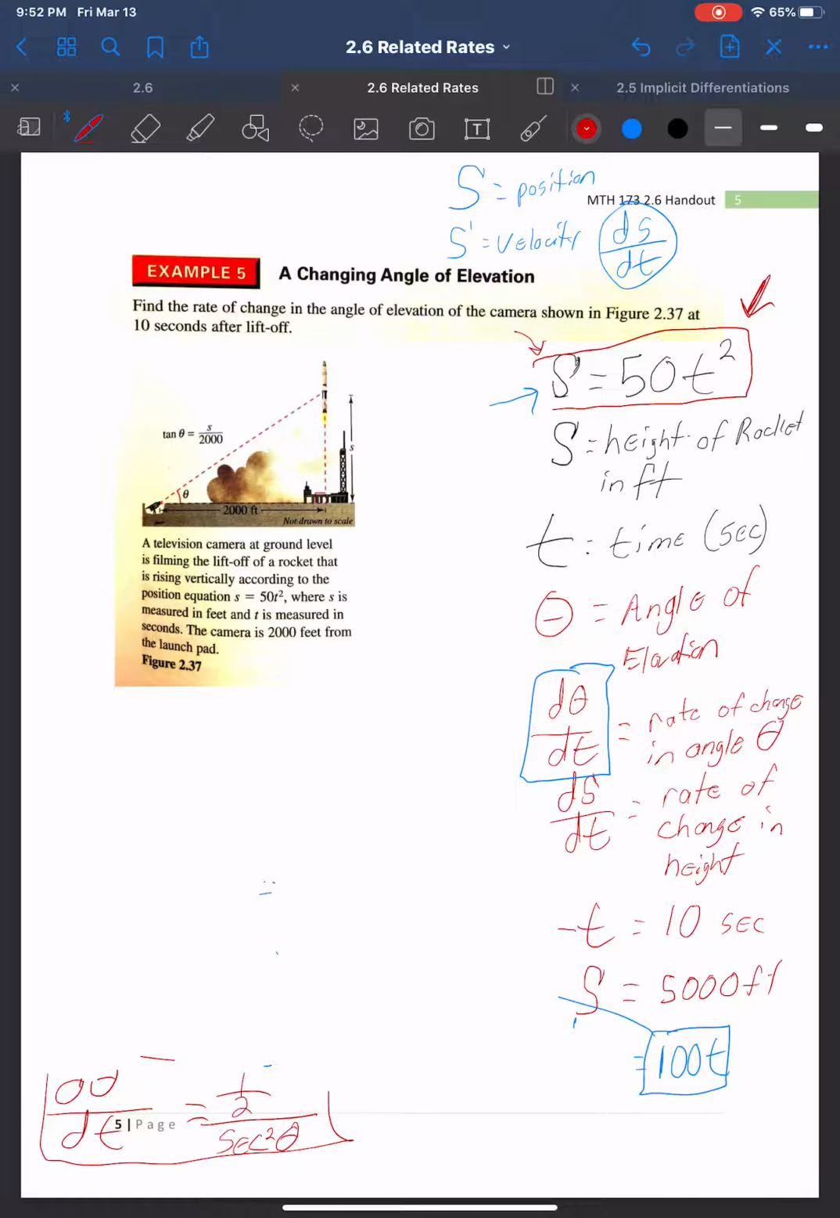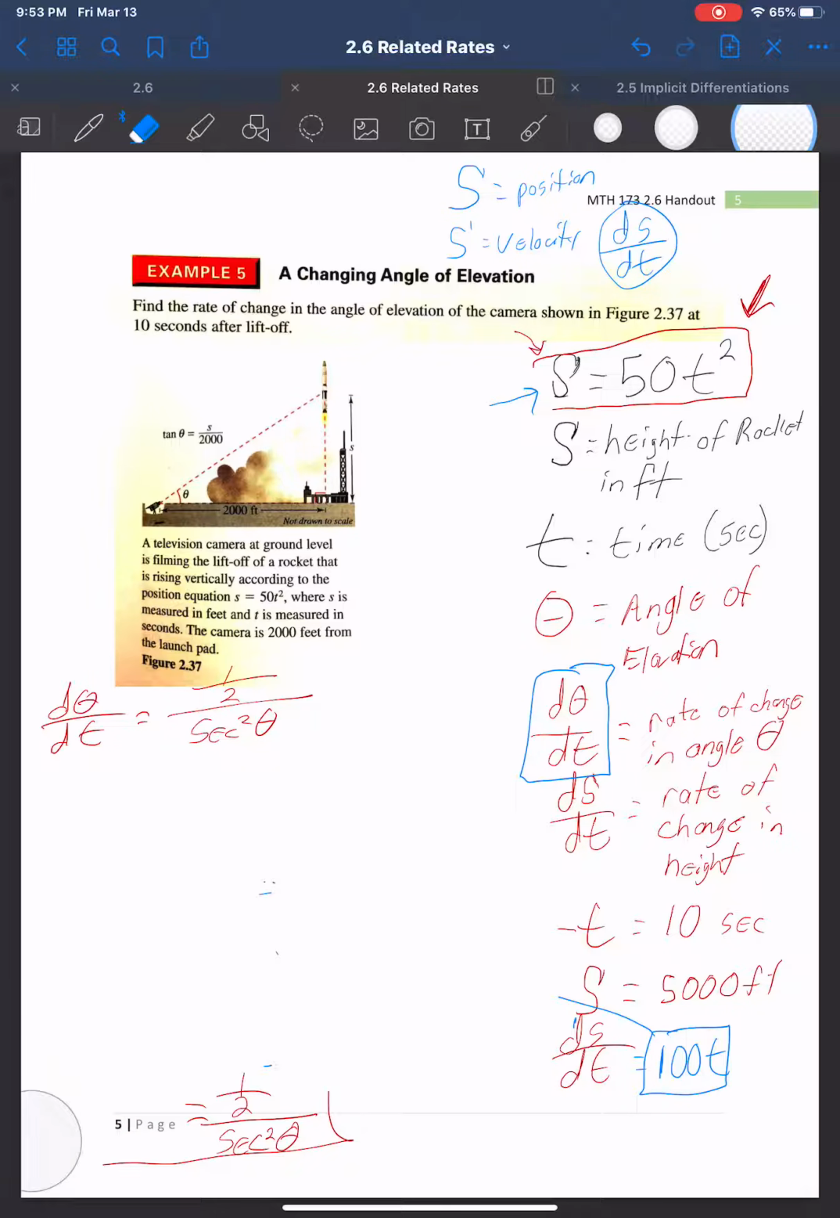Okay, let me write back some things that I just had. So this was ds dt. And this was d theta dt is equal to 1/2, again, I'll keep it just like I had it, 1/2 secant squared theta. And now I can erase this.